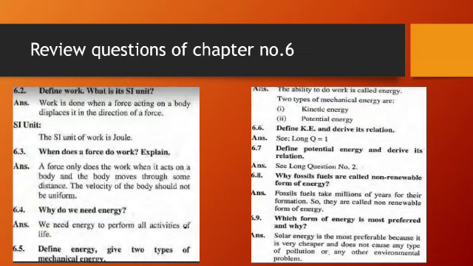Define energy. Give two types of mechanical energy. The ability to do work is called energy, and two types of mechanical energy are kinetic energy and potential energy.